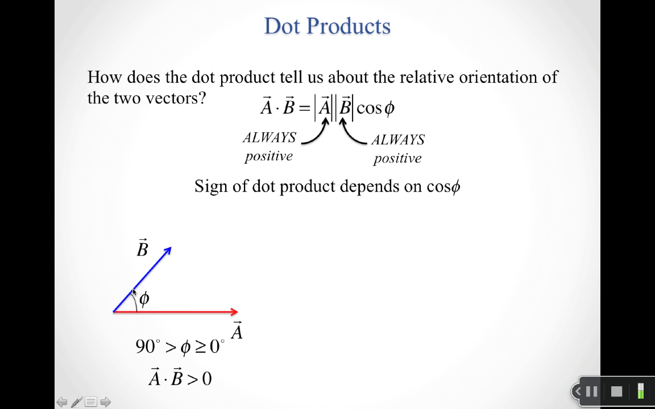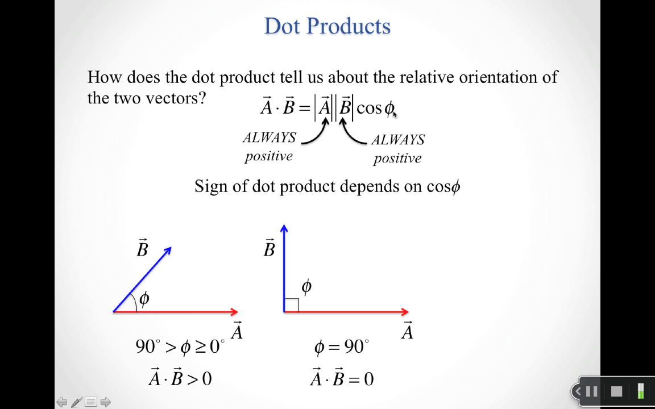So the option we were just looking at was a situation where the angle phi was less than 90 degrees. And in that case, our dot product was positive. So if the relative orientation between these two vectors is that they have components that point in the same direction, the dot product between them will be positive.